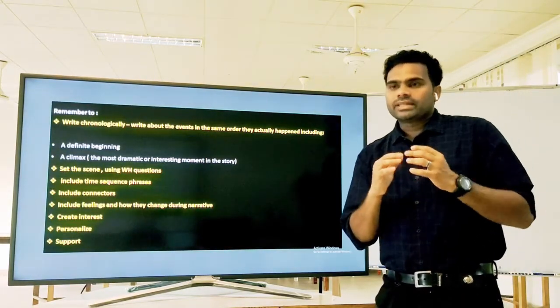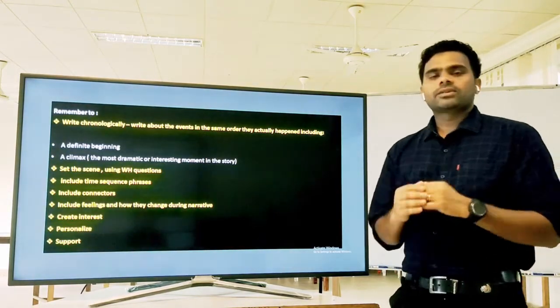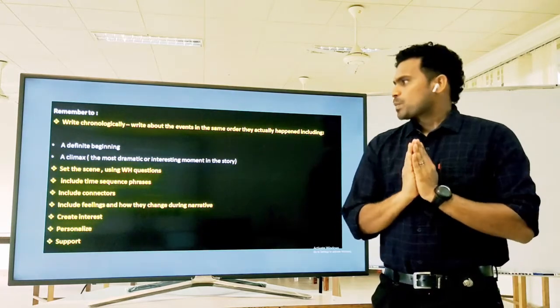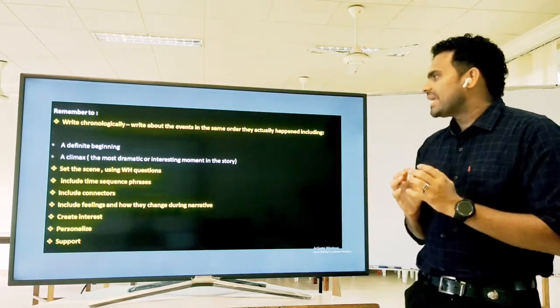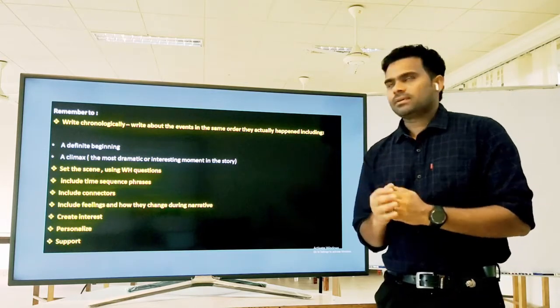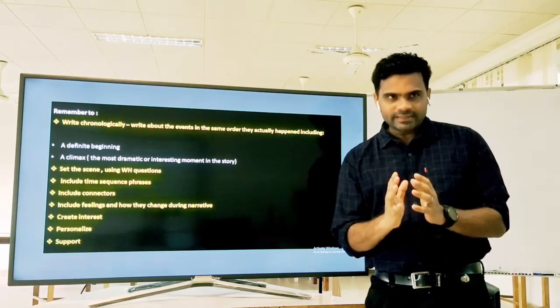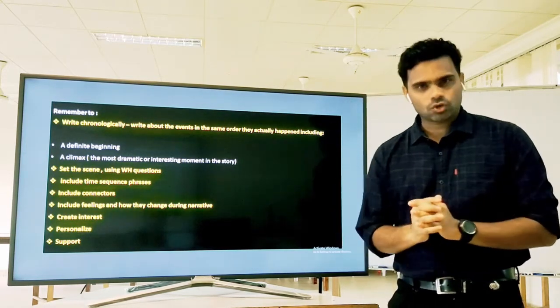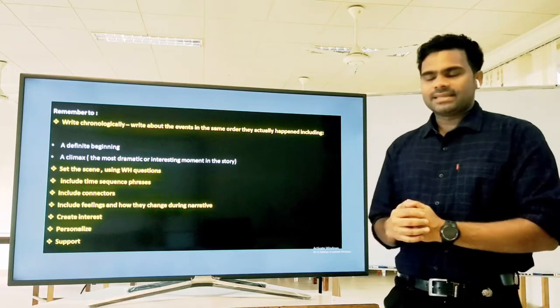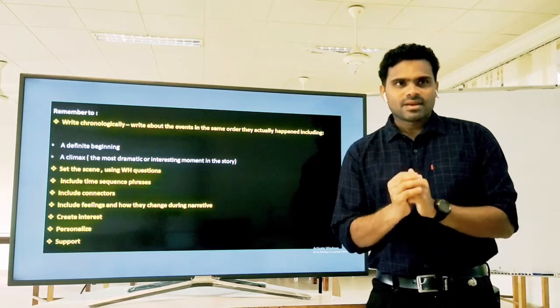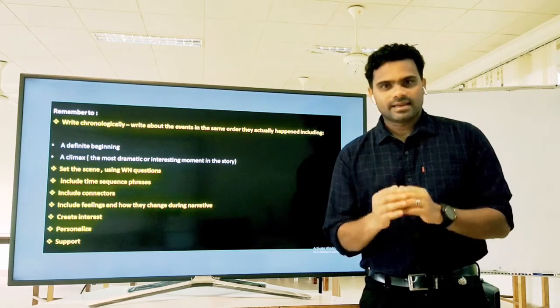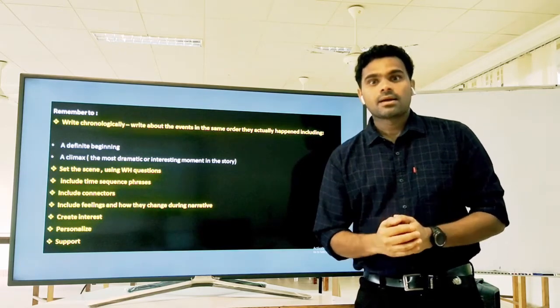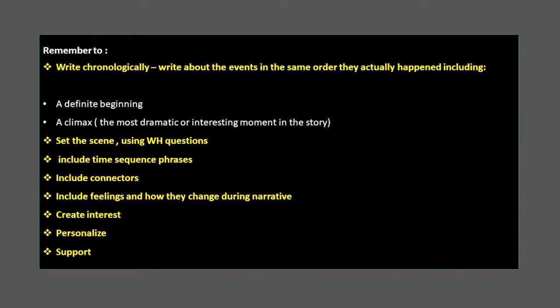When you write a narrative email, remember to write chronologically. Write about the events in the same order they actually happened, including a definite beginning and a climax, the most dramatic and interesting moment in the story. Set the scene using WH questions, include time sequence phrases, include connectors, include feelings and how they change during the narrative, create interest, personalize and support.